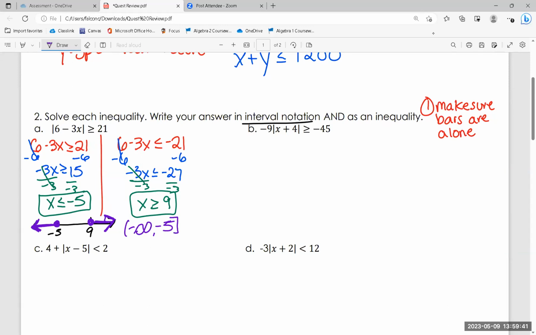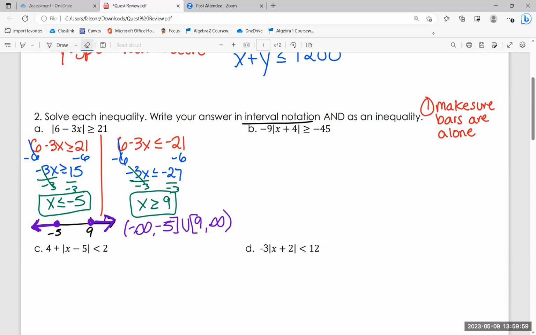And then we jump, so we want our union. So we jump to 9. 9 is also included, so we put a bracket, and then we just want everything bigger than 9, so we go off to positive infinity. And we always have parentheses around our infinities because we can't be equal to infinity.